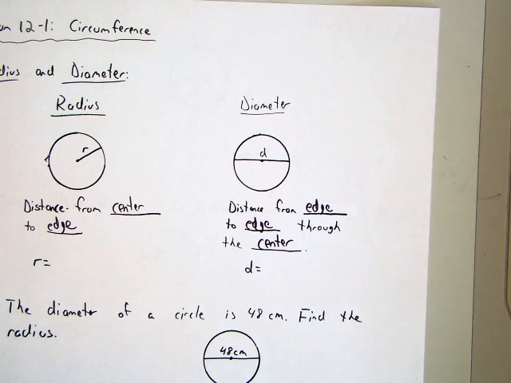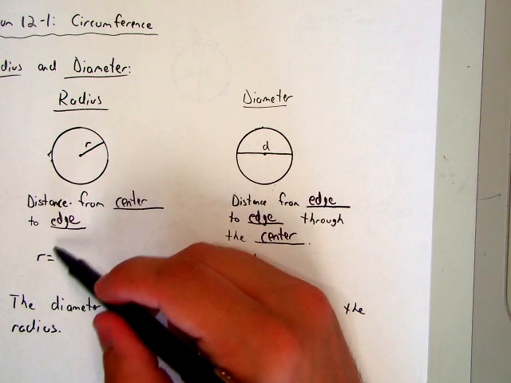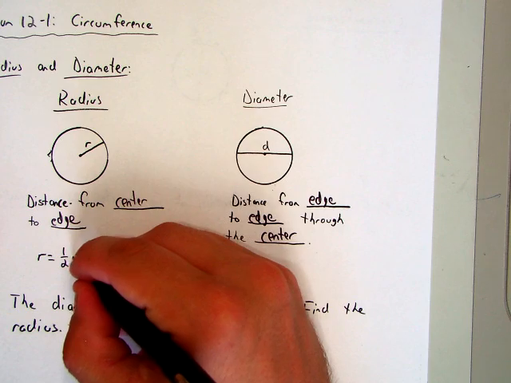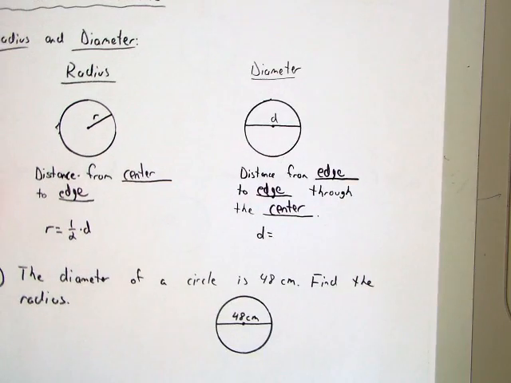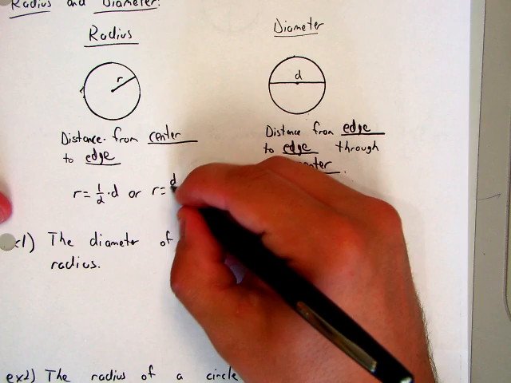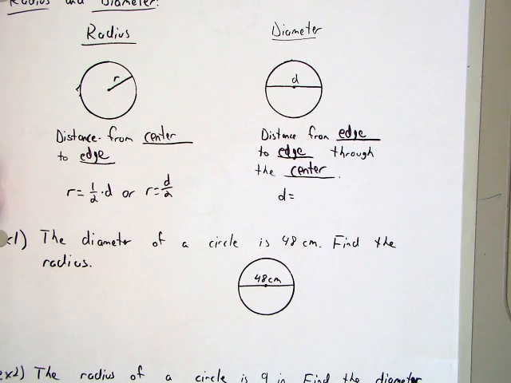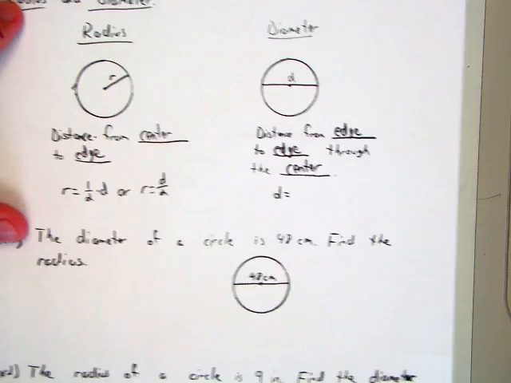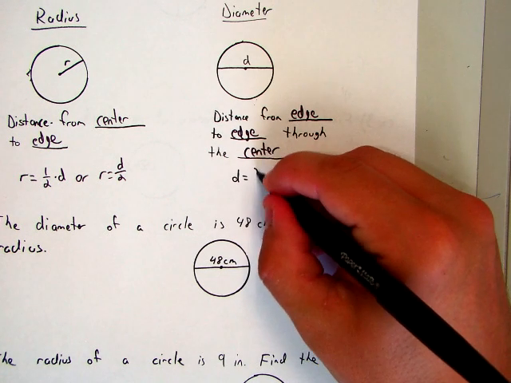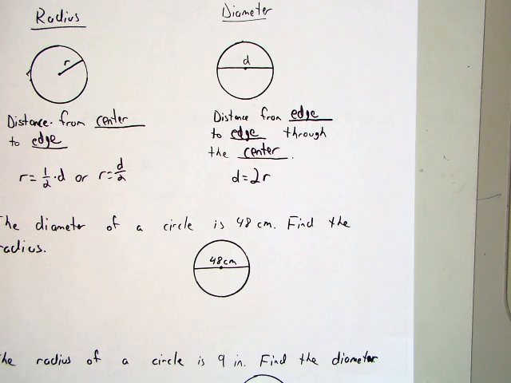Now, if I know the diameter and I want to find the radius, I can either take the diameter and multiply it by 1/2, or I could take the diameter and divide it by 2. Conversely, if I know the radius and I want to find the diameter, I can simply multiply the radius by 2.